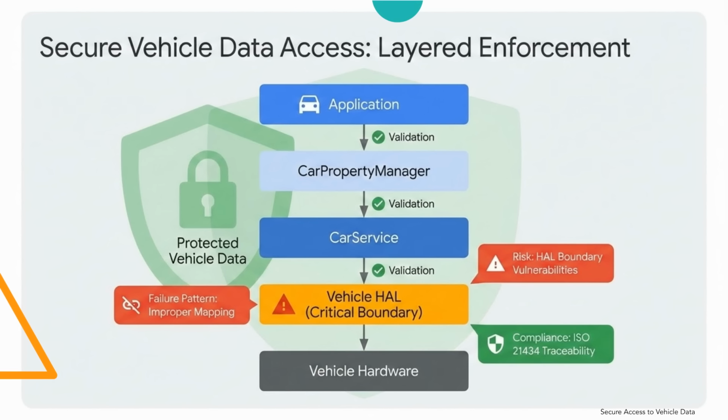Secure access to vehicle data is achieved through layered enforcement, from Car Property Manager to Car Service to vehicle HAL. The core takeaway is, every vehicle data request passes through multiple validation layers. A hidden production insight is, most vulnerabilities occur at the HAL boundary, not at the application layer. A common failure pattern is improper mapping between property and permission. A compliance implication is, standards like ISO 21434 require traceability of data access and control. This architecture ensures that vehicle data remains protected even in complex systems.